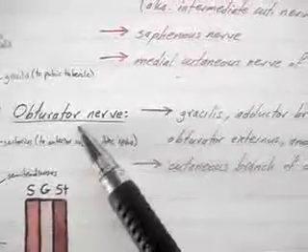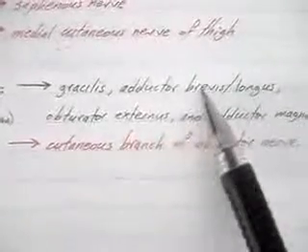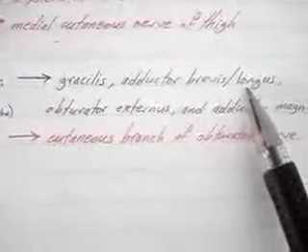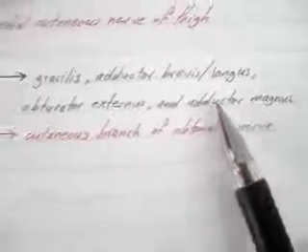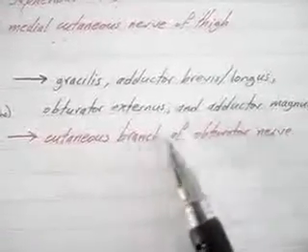The next nerve is the obturator nerve. It has a motor and sensory innervation to the skeletal muscles called gracilis, adductor brevis, adductor longus, obturator externus, and the adductor magnus. It has a cutaneous innervation called cutaneous branch of obturator nerve.